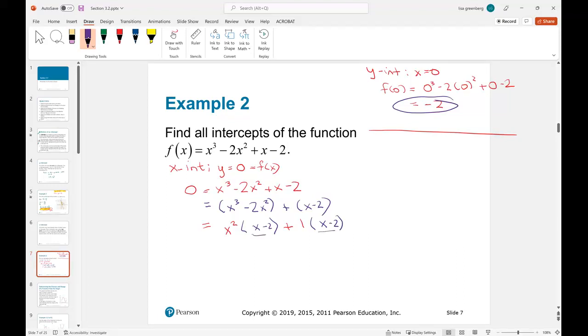Notice these two are the same. And so what I'm going to do is I'm going to factor x minus 2 out of both terms. So if I do that, I get x minus 2. And the first term, if I factor out an x minus 2, I get x squared. And the second term, if I factor out an x minus 2, I get plus 1. So now I've factored it.